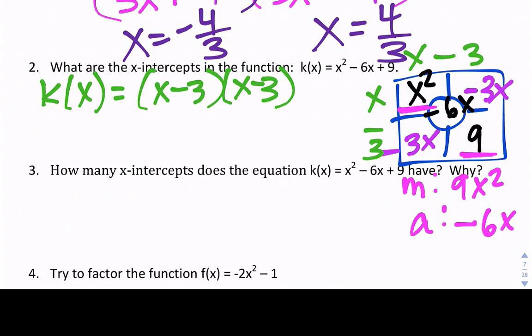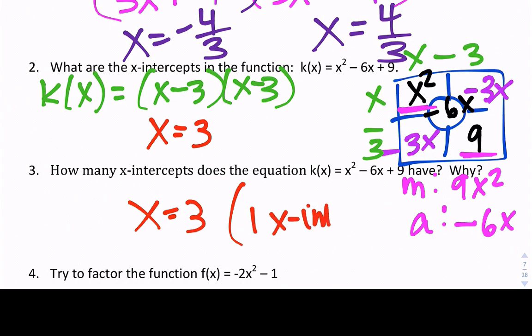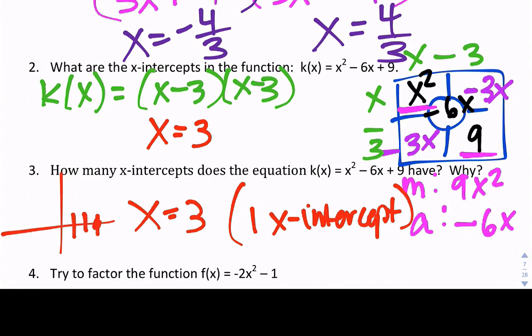So the x-intercepts are what makes them 0. What makes these 0? 3. So this one has one x-intercept at 3. And if we were to graph that, it might look like this, something like that, where it just touches your graph once.